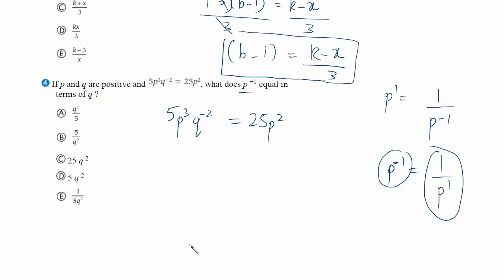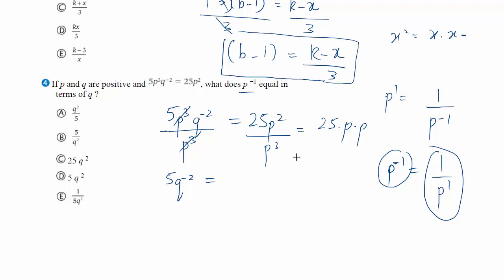So we can divide by p cubed on both sides. The p cubed will cancel out. We'll get 5 times q to the negative 2 equals 25 times p squared by p cubed. p squared is actually p times p, as x squared is x times x, divided by p cubed, which is p multiplied 3 times: p times p times p. So p and p will cancel out, and we can write this as 25 divided by p.